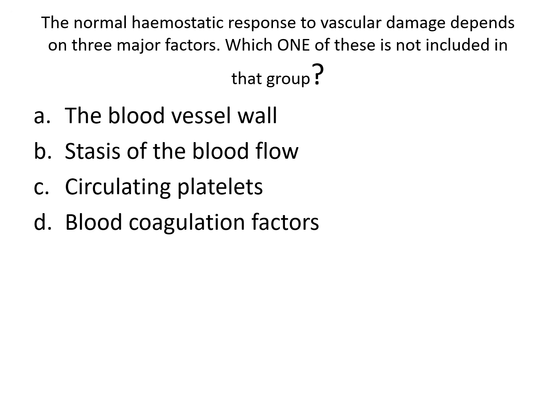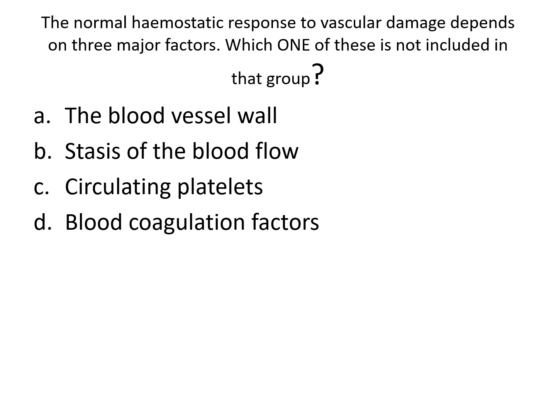Now, this is a question just to refresh our memories. The normal hemostatic response to vascular damage depends on three major factors. Which one of these is not included in that group? Is it the blood vessel wall? Is it stasis of blood flow? Is it circulating platelets? Is it blood coagulation factors?